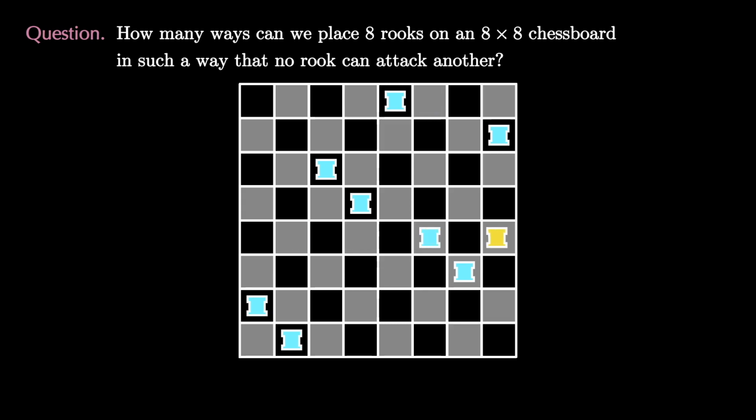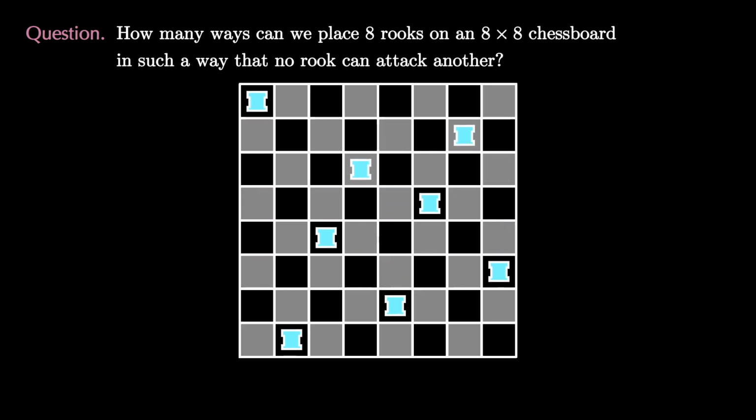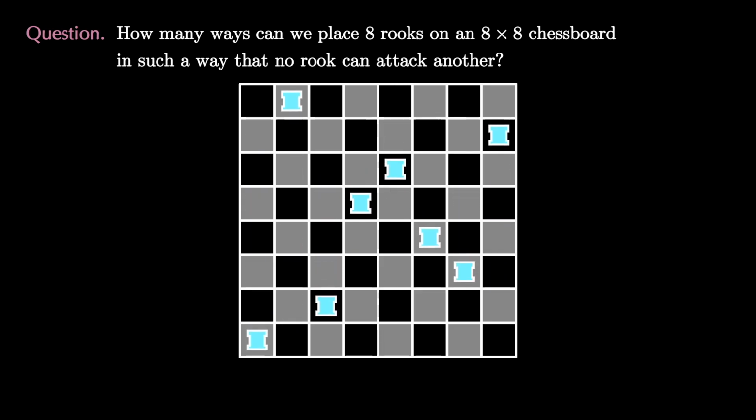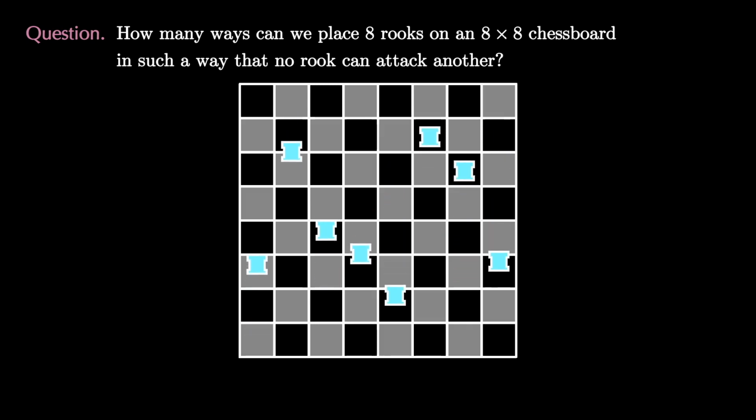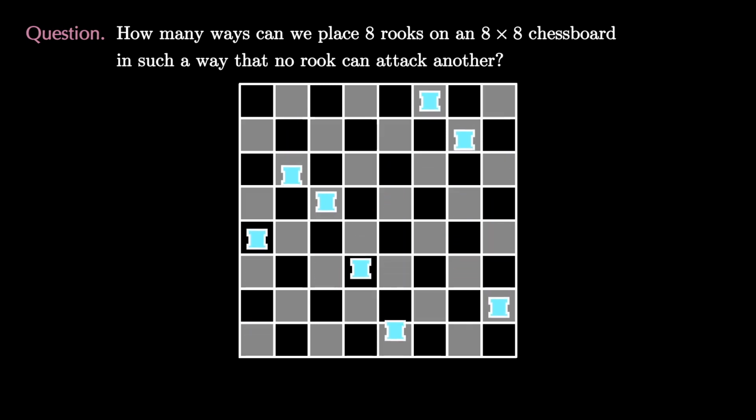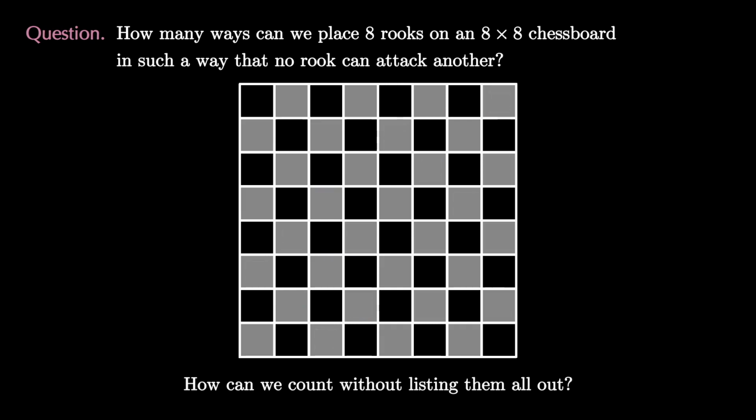So we're essentially trying to place 8 rooks on the chessboard so that no 2 rooks are in the same column or the same row. Here's a few more such arrangements. How can we count these without listing them all out? Are there some possible techniques we can use?